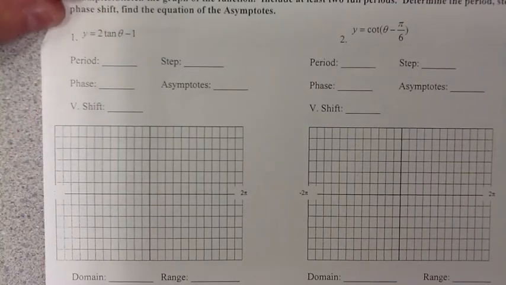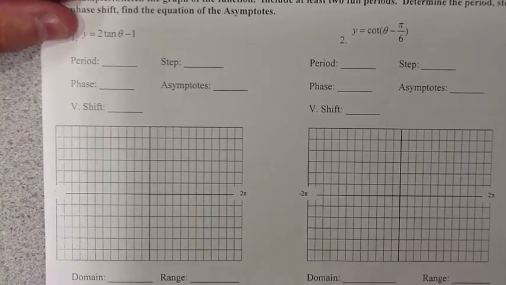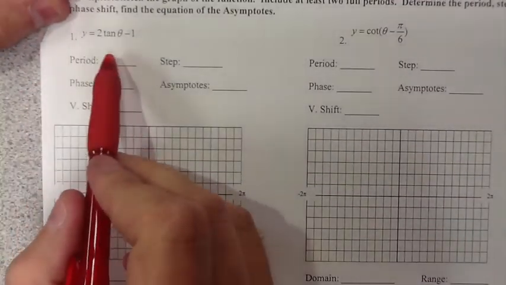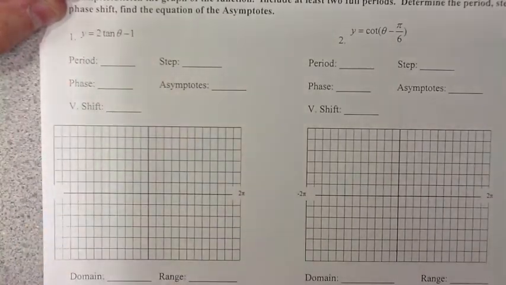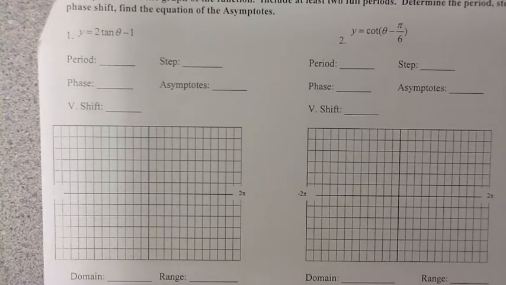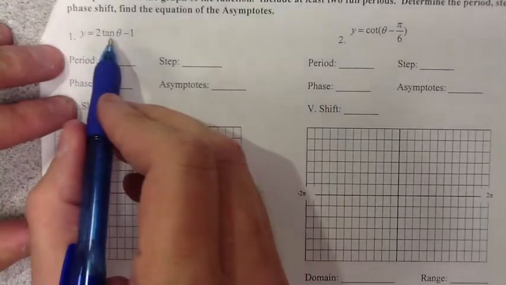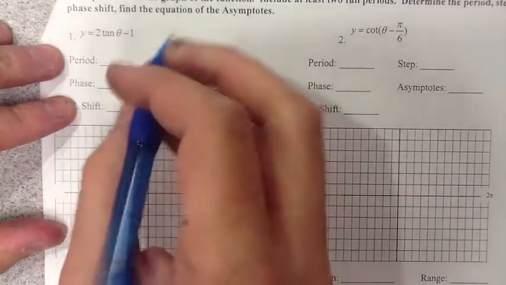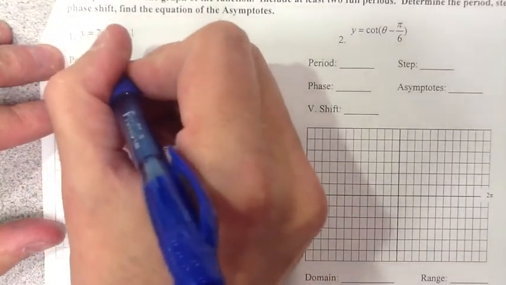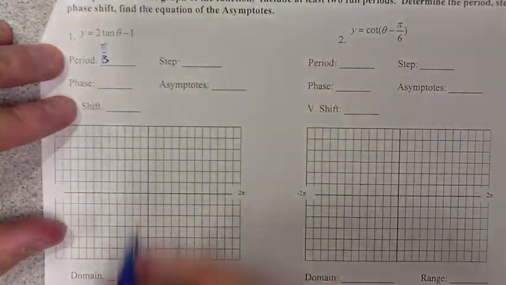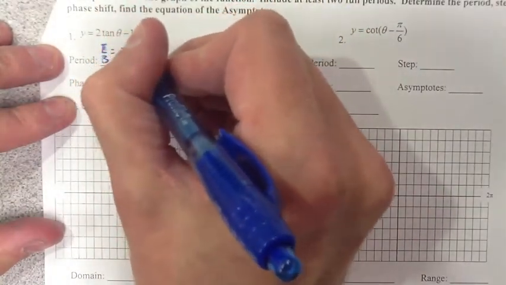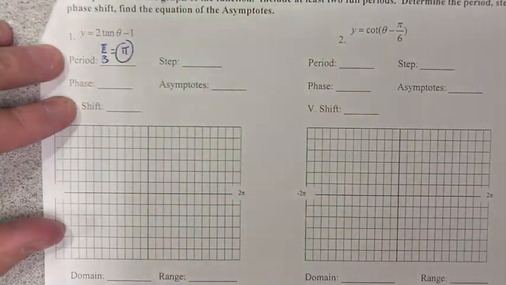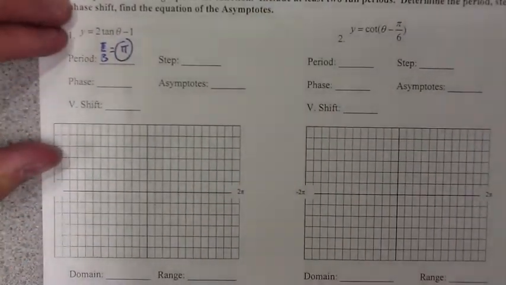So, welcome to part two, graphing tangent and cotangent. We're going to start off with this first example here, where we want to graph the function 2 tangent of theta minus 1. So the first thing we're going to do is find the period. Now remember from part one, to get the period, instead of 2 pi over b, it's going to be just pi over b. And, of course, b is 1, so we get just pi over 1.